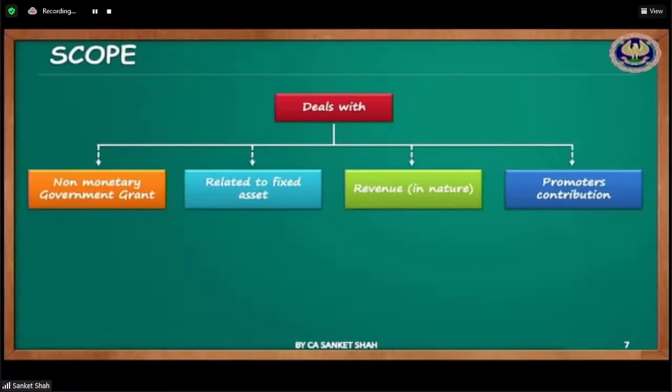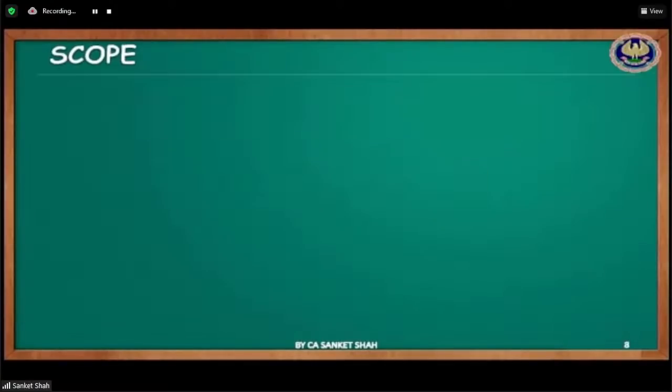NRRP. N for non-monetary government grant, R for revenue, R for related to fixed asset, and P for promoter's contribution. NRRP. Yes, whenever I am telling you to write, please write it. I will not always give this guidance.